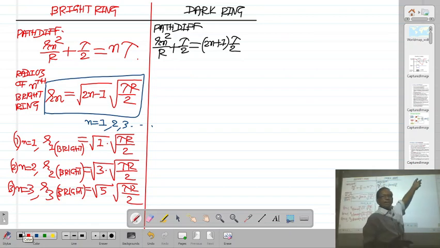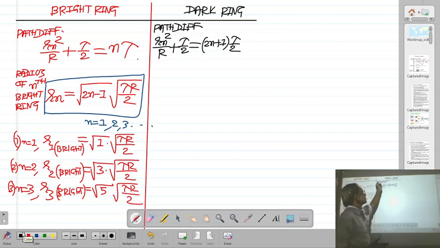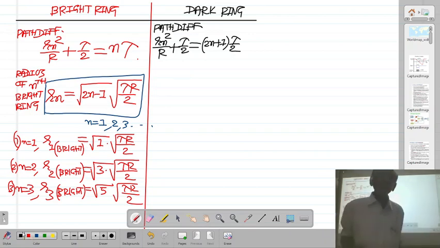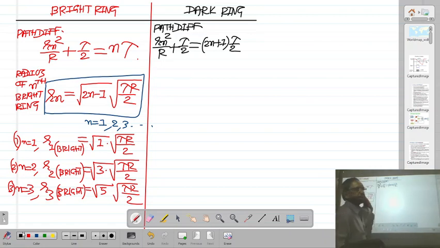What is the condition of a dark ring? The points at which the path difference, small r square upon capital R plus lambda by 2, is not n lambda but (2n plus 1) lambda by 2. At that point, destructive interference will occur and that point will form a dark ring of radius Rn. So here Rn is the radius of the dark ring.